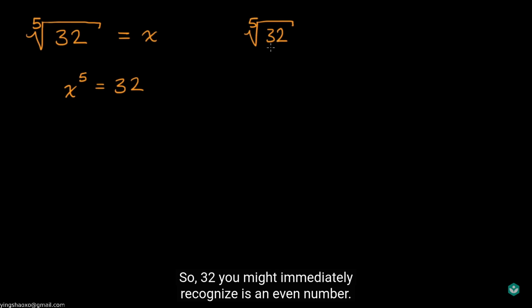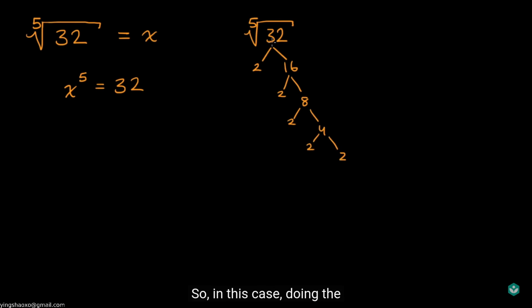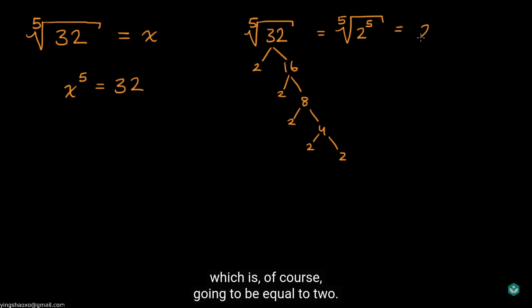32 you might immediately recognize as an even number, so it's going to be divisible by 2. It's 2 times 16. 16 is 2 times 8. 8 is 2 times 4. 4 is 2 times 2. So in this case, the factoring technique worked out well, because we see that this is 2 times 2 times 2 times 2 times 2, or 2 to the 5th power. You could rewrite this as the 5th root of 2 to the 5th power, which is, of course, going to be equal to 2. 2 to the 5th power is 32.